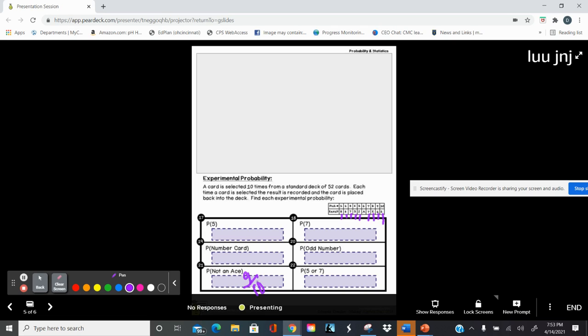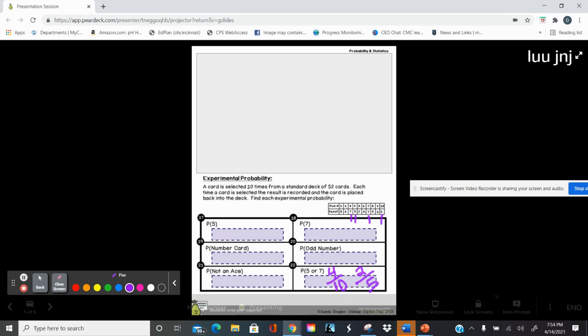And then the last one is what is the probability of pulling a 5 or a 7? So again, a 7, a 5, a 7, a 5. So how many do we have total? 1, 2, 3, 4. So it would be 4 over 10, and that can be simplified. What if we divided it by 2? That would give us 2 over 5. And that is our probability.